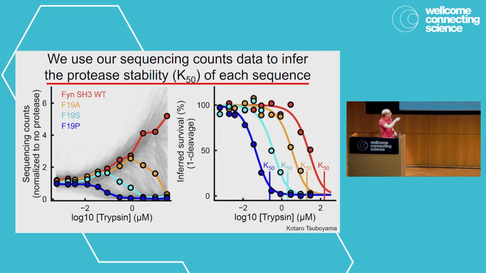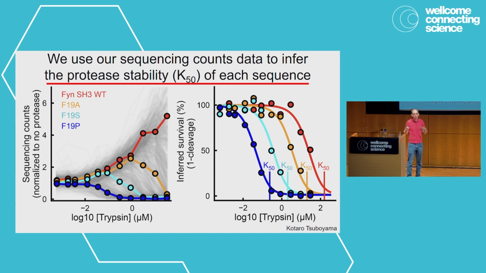So from all this, we put all this data into a model that actually helps us infer these cleavage curves for each different protein in the library. And what we extract from that is this K50 value, which is not quite the protease concentration that leads to 50% cleavage. It's the protease concentration that leads to 50% of the maximal cleavage rate. But anyway, this K50 basically captures how protease sensitive that domain is.